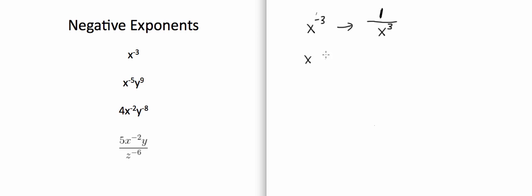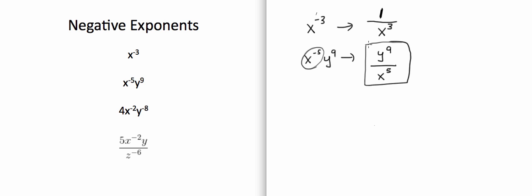The next example here makes it a little bit more complicated. We get x to the negative 5th, y to the 9th. Okay, so now the only thing that is unhappy is this x term. So the y term is going to stay put. It doesn't need to move. It's completely content with where it's at. But the x to the 5th is going to go below, and we end up with a final answer of y to the 9th over x to the 5th.